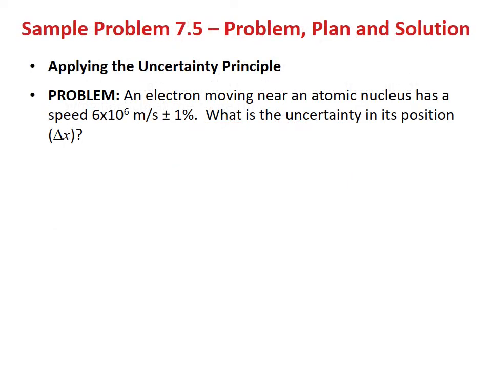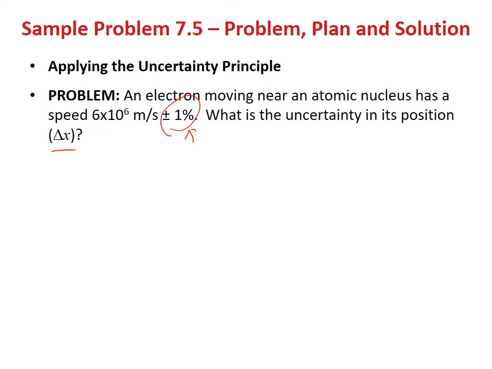Sample problem 7.5. An electron moving near an atomic nucleus has a speed of 6 times 10 to the 6th power meters per second, plus or minus 1%. Note that this is the uncertainty. What is the uncertainty in the position, delta x?